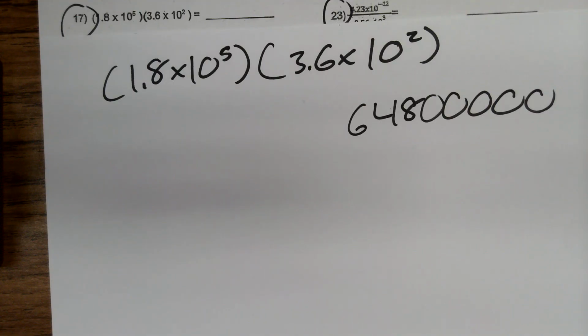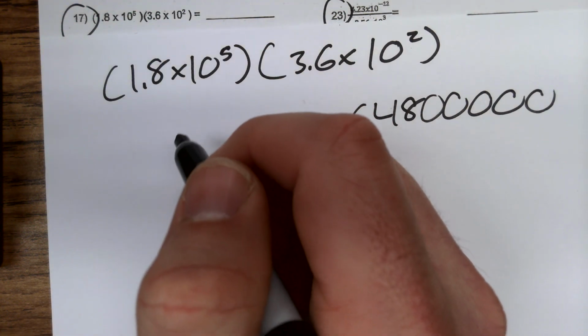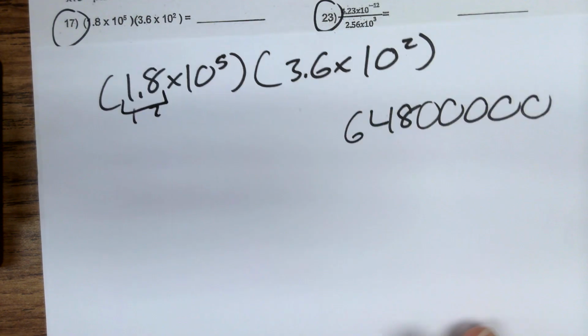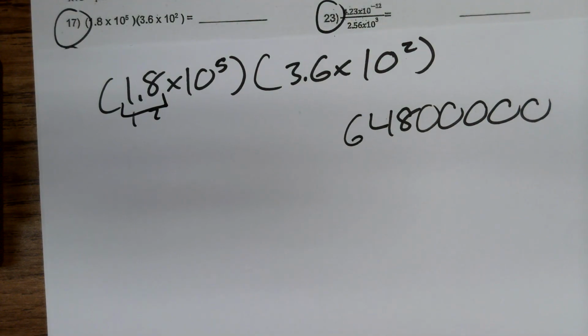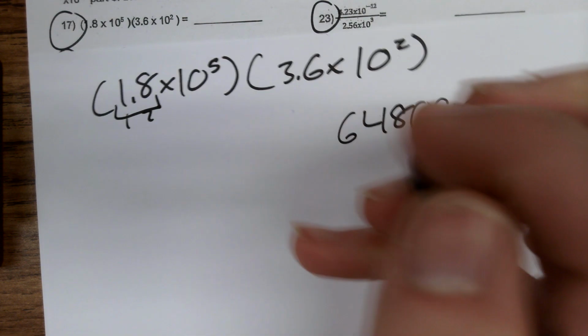How many sig figs is my least number of sig figs in my question? How many sig figs are there in 1.8 times 10 to the power of 5? 2 sig figs. Because remember, anything besides the times 10, those are all sig figs. How many sig figs are in 3.6 times 10 to the power of 2? 2.